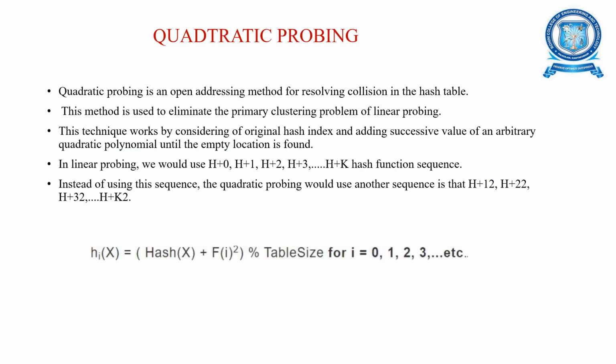Next is quadratic probing. It is an open addressing method for solving the same collision problem. It is used to eliminate the primary clustering problem of linear probing, where the elements will be clustered. So to eliminate that clustering, quadratic probing is done. Here the formula is hi of x is equal to (hash of x plus f of i squared) modulus table size, for i equal to 1, 2, 3, etc.